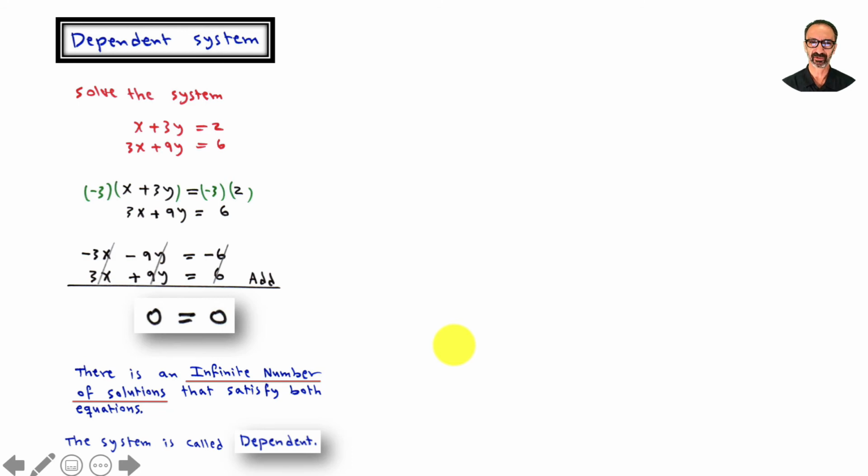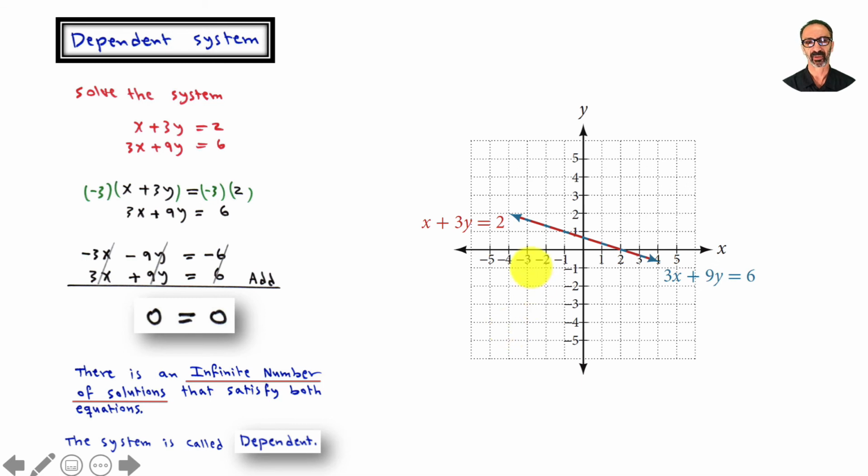If you take your time and graph it, that's how it looks. You see the blue and you see the red. It's the same line. They're trying to show you that we have two colors. Same line. Now, same system. I want to show you what you could see from different angles, what is happening. Graphically, it's the same line. Using the addition method, you get 0 equals 0.